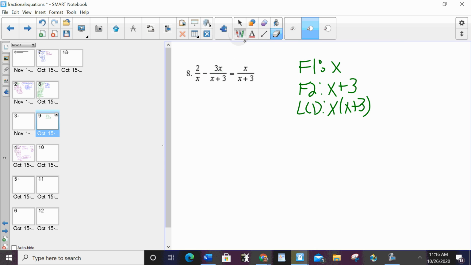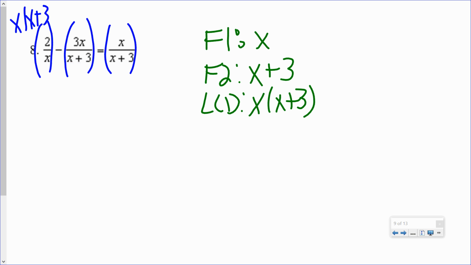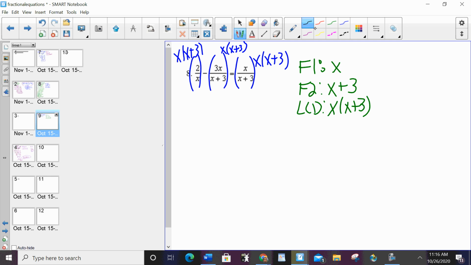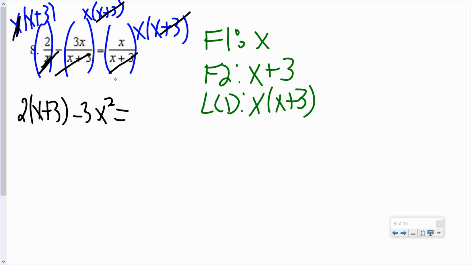So I am going to multiply everything by the LCD. I'm going to write the LCD on top because I'm multiplying by it. x parentheses x plus 3, x parentheses x plus 3. The reason I do that is to cancel my denominators. x and x cancel. I'm left with 2 parentheses x plus 3. x plus 3 and x plus 3 cancel. I'm left with negative 3x times x, which is negative 3x squared. On the right, x plus 3 and x plus 3 cancel. I'm left with x times x, which is x squared.